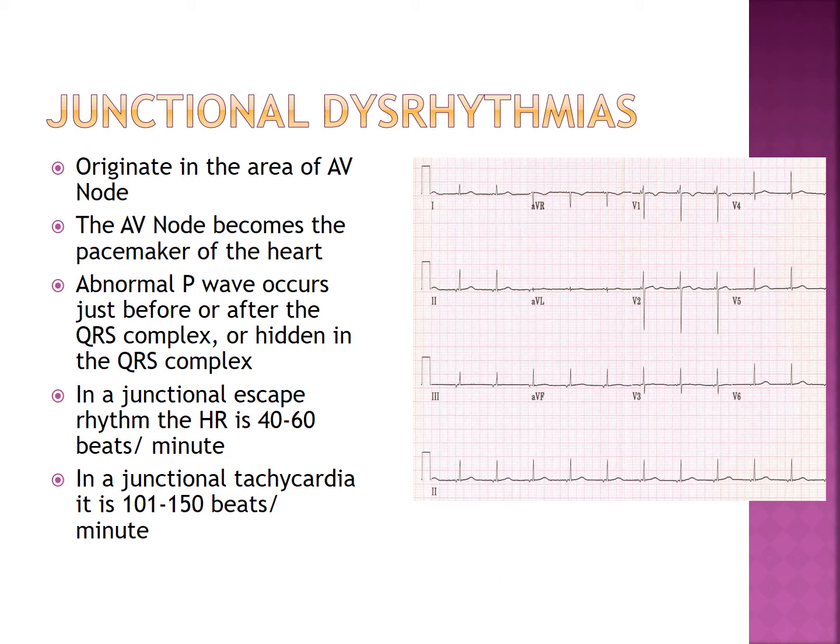The normal escape rate for a junctional rhythm is between 40 and 60 beats per minute. So it almost looks like a sinus bradycardia, but if you look at the P wave, you'll see the P wave doesn't look normal. So if you look at the EKG to the right here, in a lead 2, you'll see that the P wave is upside down or inverted, and that's what tells you that this is a junctional rhythm. Okay.